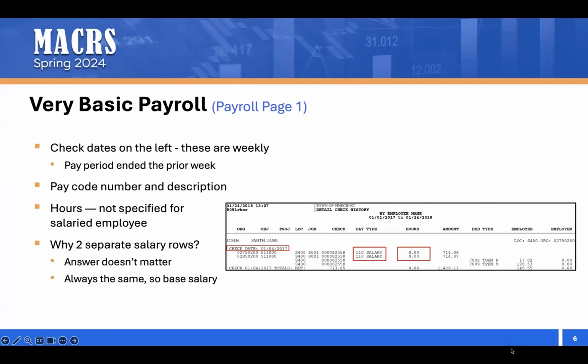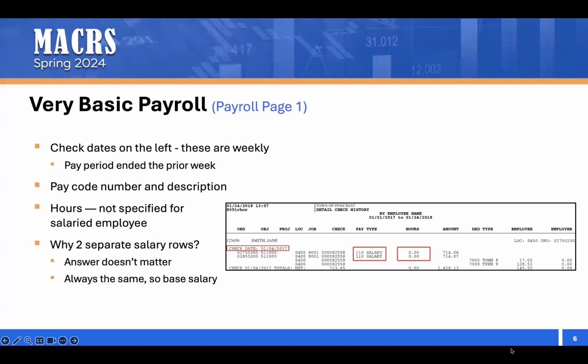So what we have sort of in the middle there, you see a number and then the word salary. So the number is the pay code. The salary is the description of the pay code. And here, this person has 2 salary lines. If you look at the dates on the left, you can see that the check dates are 1 week later than the next. So this isn't bi-weekly payroll, it's weekly payroll. The salary is split into 2.